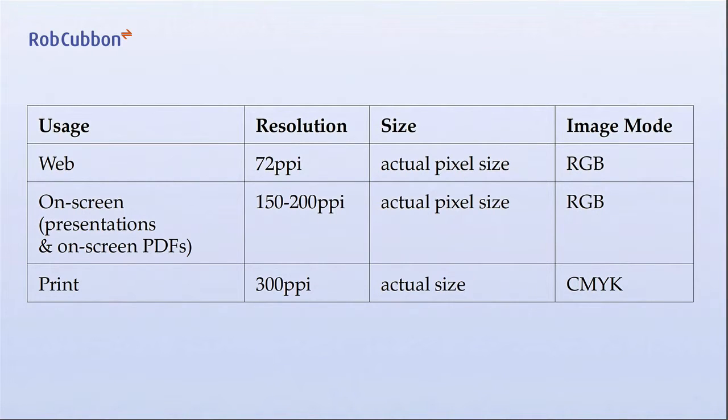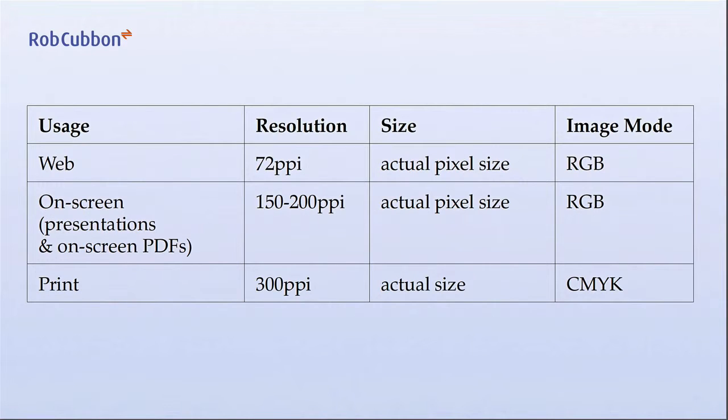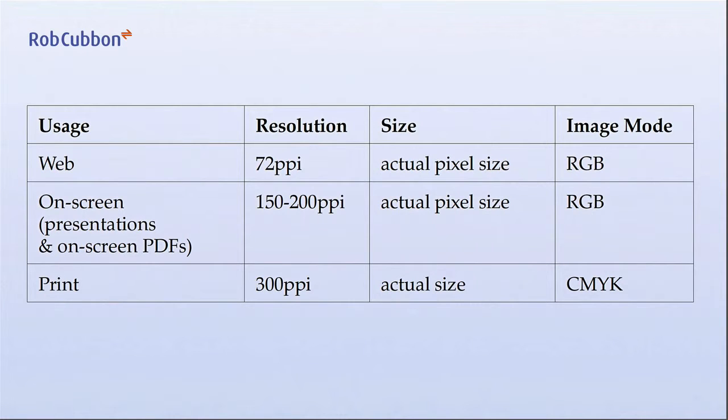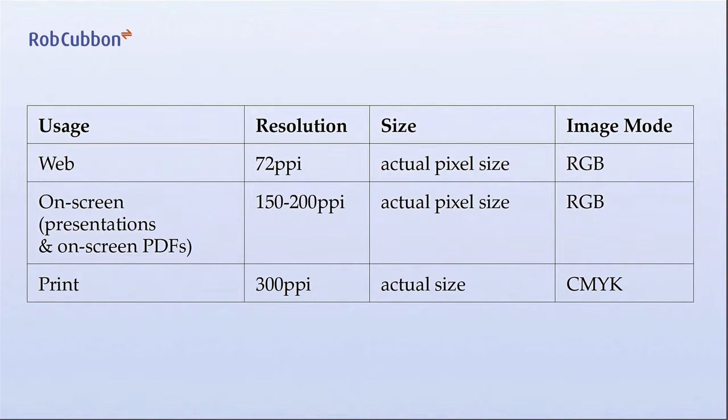And lastly, I've got in the middle here, maybe you're creating images for PowerPoint presentations or for PDFs that will only be seen on screen. I would make them halfway in between in terms of resolution. I make them 150 to 200 ppi. And they would be RGB, of course, because they are for on screen. So let's show you what I actually mean about all this.